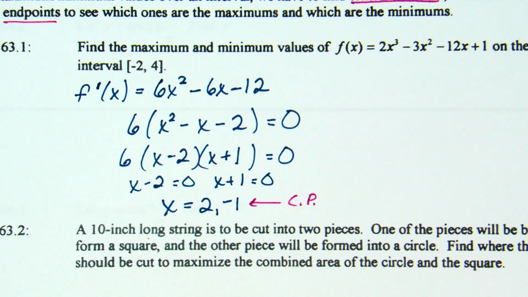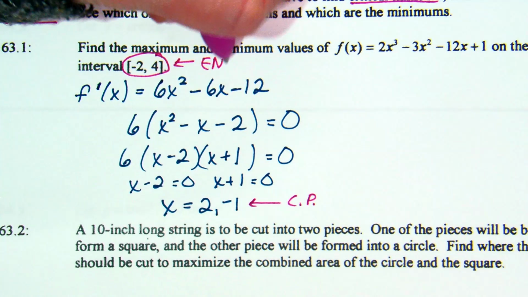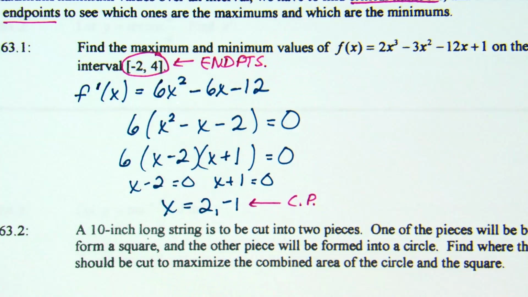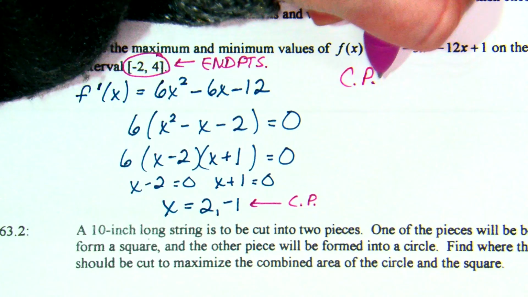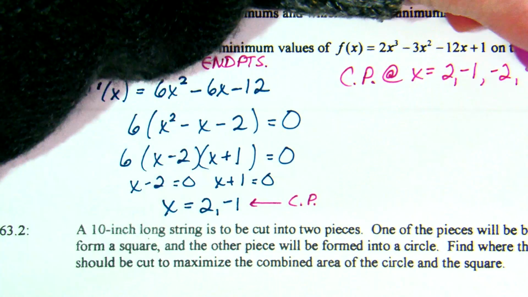Yeah, we are on an interval here. Because we are on an interval, negative 2 and 4 are my endpoints. And my endpoints also count as critical points. We need to consider those. Those could be maxes or mins. So, with that in mind, I have critical numbers at x equals 2, negative 1, negative 2, and positive 4.